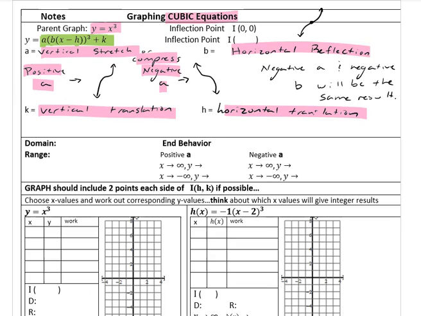Your inflection point is this point here in the middle. It's that point of change of direction. So if you move it h and k, your new inflection point will actually be your (h, k).